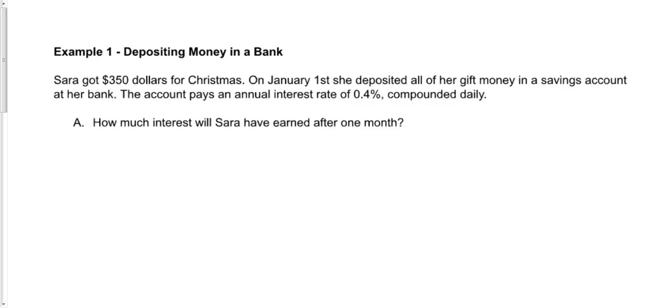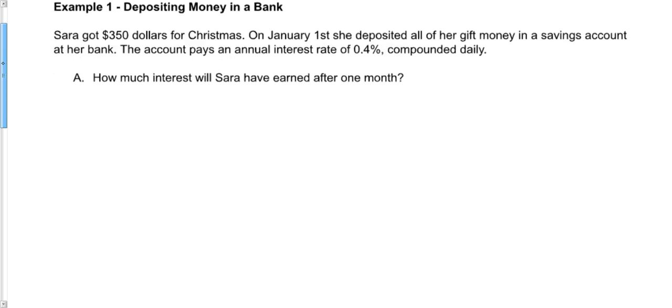So let's take a look at our first example, and that's depositing money into a bank. Let's say that Sarah gets $350 for Christmas, and on January 1st, she's going to deposit all of her gift money into a savings account at her bank. The account pays an annual interest rate of 0.4%, and that's compounded daily. So we want to know how much interest will Sarah have earned after 1 month.